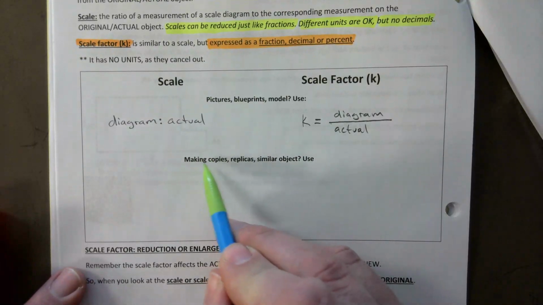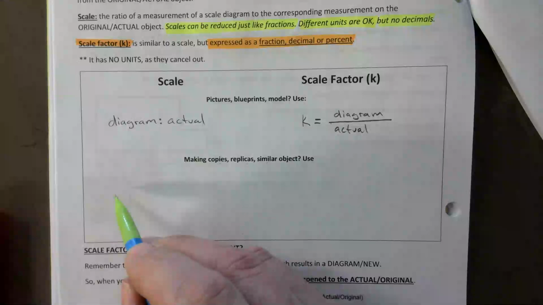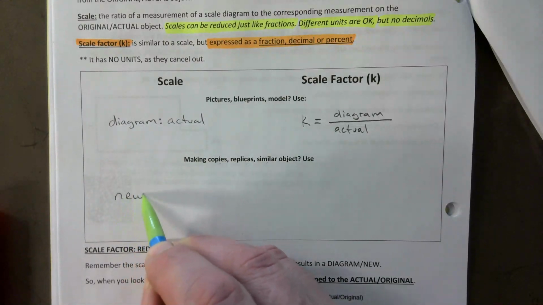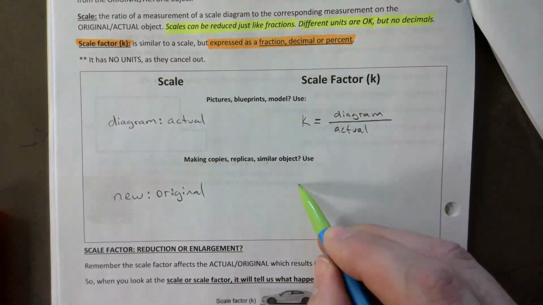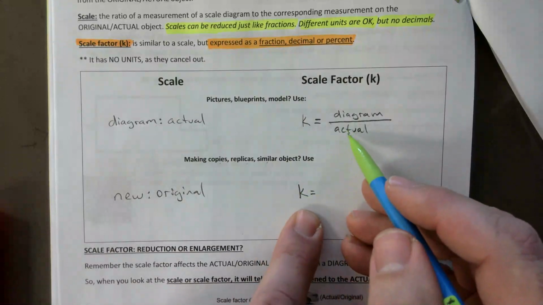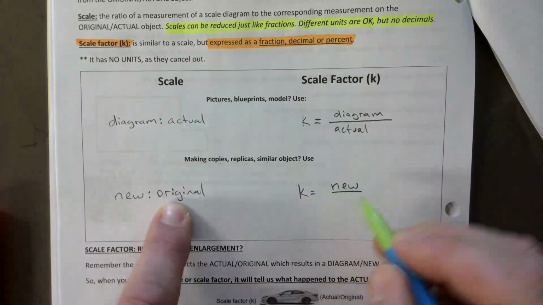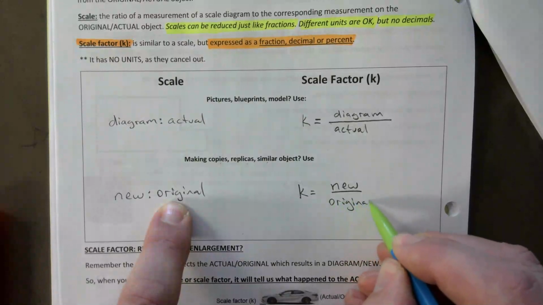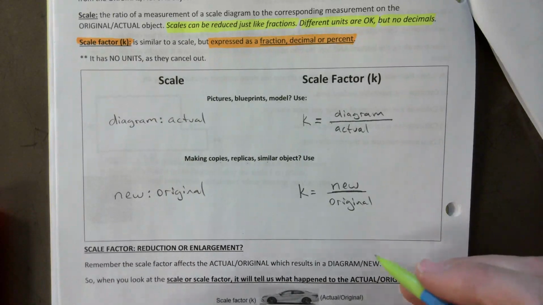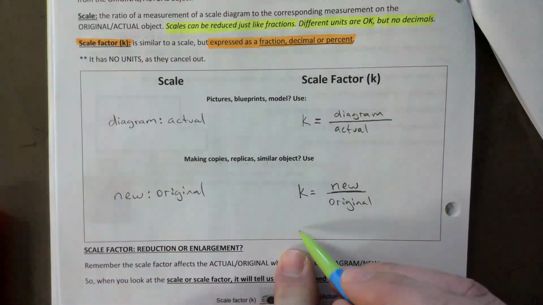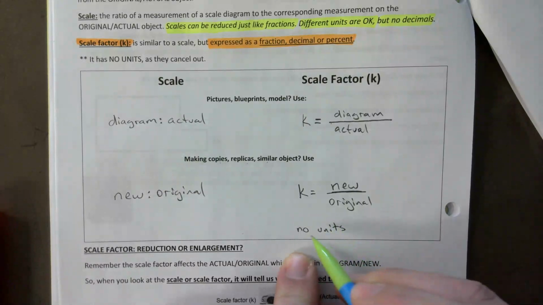If you're talking about making copies or replicas or something that's similar, okay, then we want to use new and original. And so the scale factor, the pattern stays the same. Watch, right? The left it goes on top, and original. And these are all going to be numbers down the road, by the way. One thing about scale factor, you want no units. That is important.